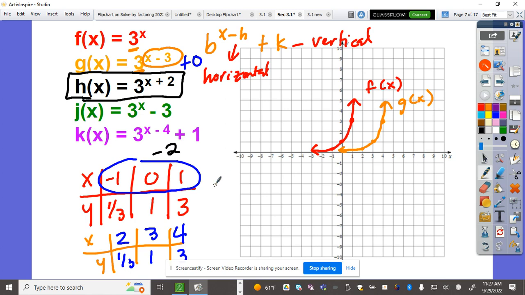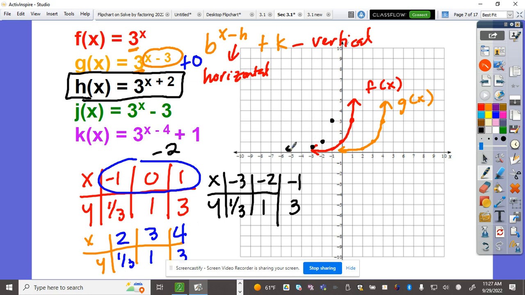So therefore, my table now here will be minus 2. Here will be negative 3. 0 minus 2 is negative 2. 1 minus 2 is negative 1. And this will still remain 1/3, 1, and 3 here. So if I graph it, I'm going to go to negative 3, 1/3, negative 2, 1, and negative 1, 3 here.